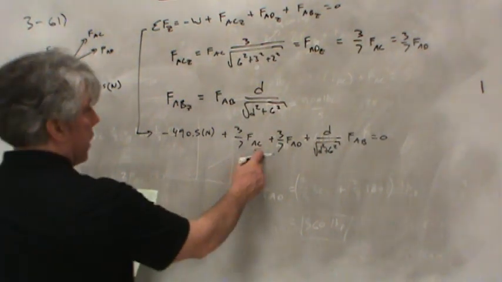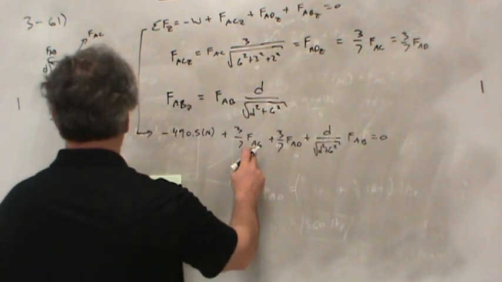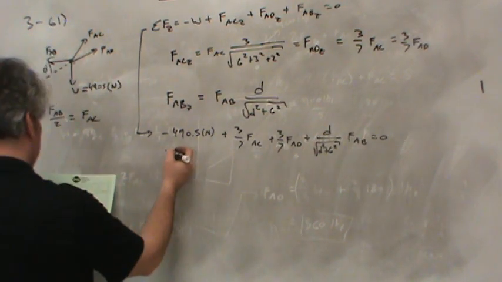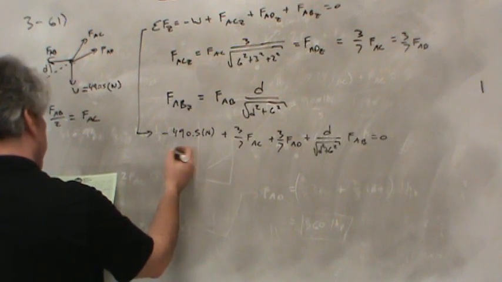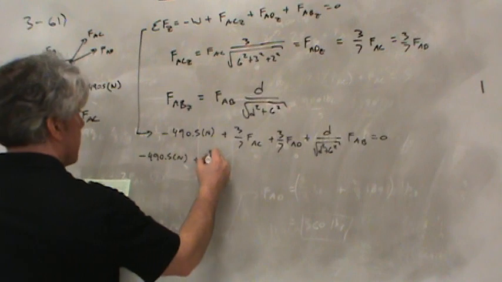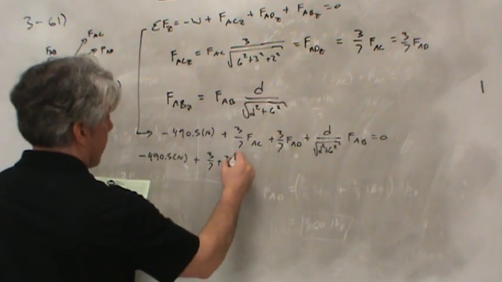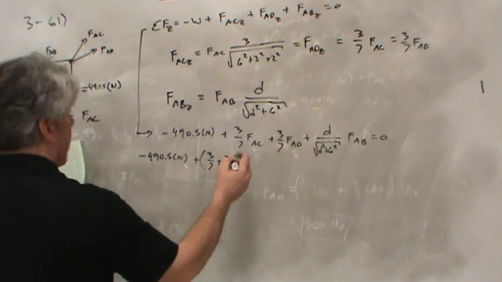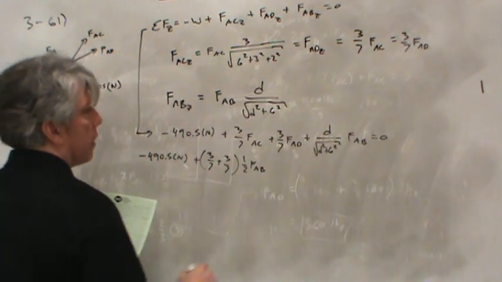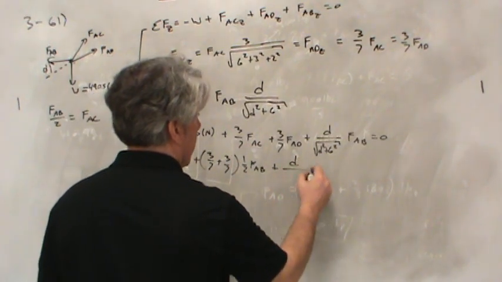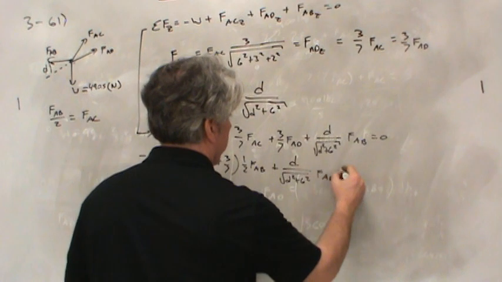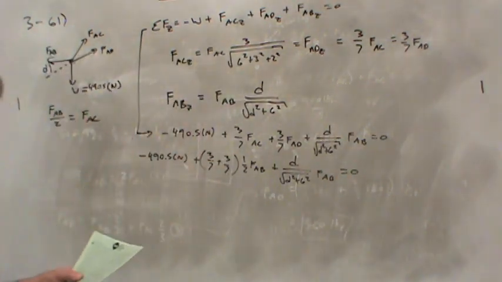Now, since FAC and FAD are equal to one another, and they're also half of FAB, then look what we can do. We can write negative 490.5 newtons plus 3/7 plus 3/7. Notice I'm putting these together. 1/2 FAB plus D over root D squared plus 6 squared FAB. And look what we've got. We've got an equation with only FAB as the unknown.